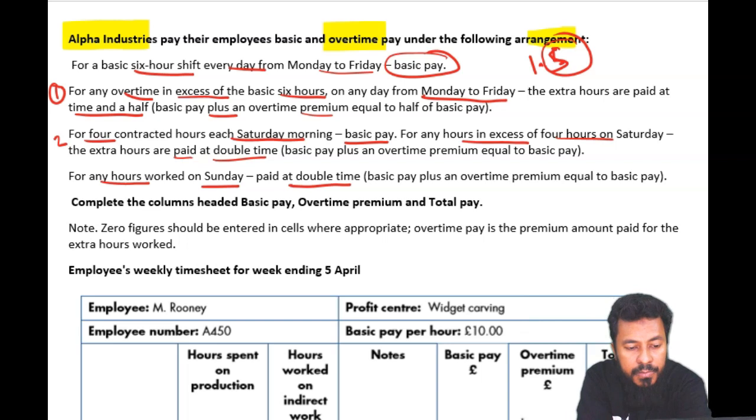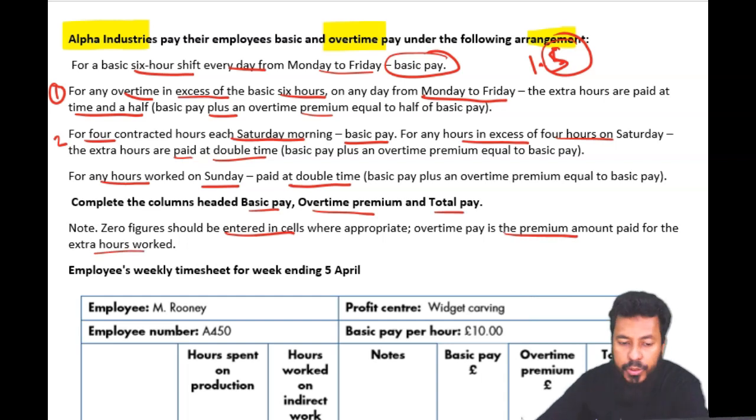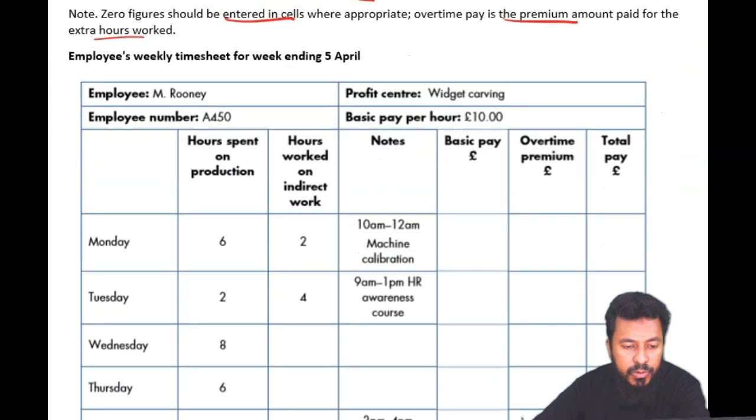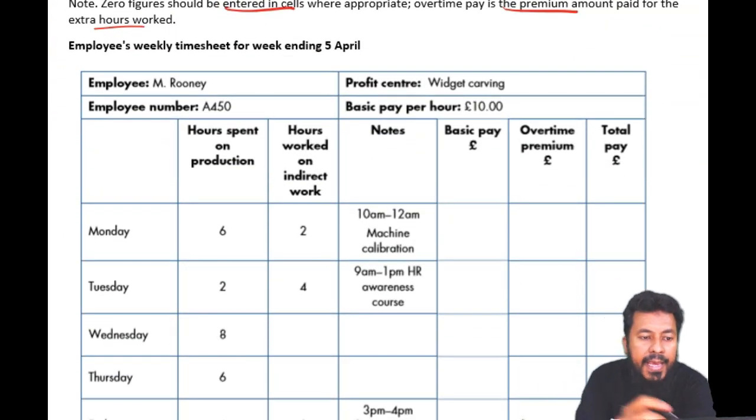Complete the columns headed basic pay, overtime, and total pay. There are some columns in the table below. Note that 0 figures should be entered into the cells. In AAT exams especially you'll get cells to fill in, unless it is not computerized. Where appropriate, overtime pay is the premium amount paid for the extra hours worked. We know this, so let's keep going.